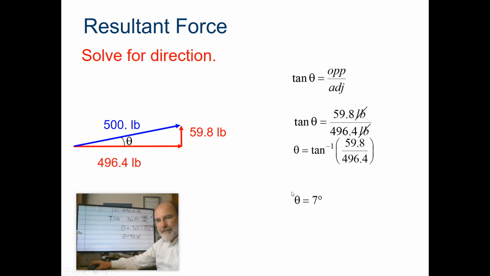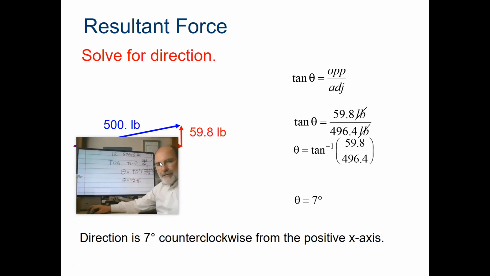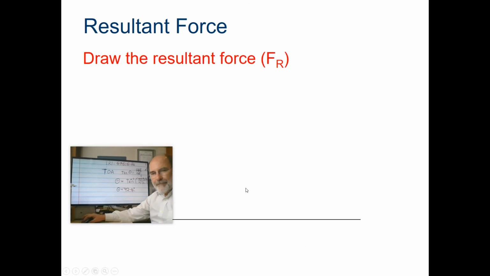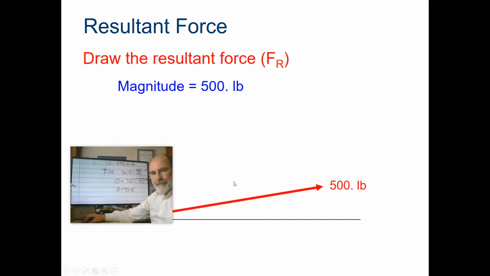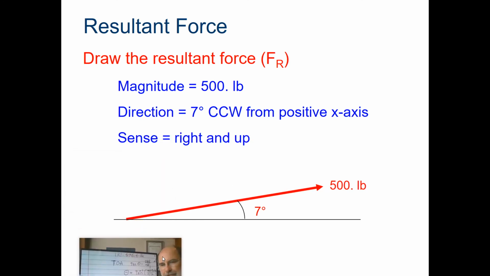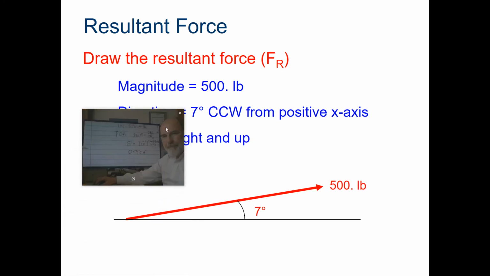And click, and it's 7 degrees. It looks skinny. That's reasonable. The sense is counterclockwise from the positive x-axis. I should really say the sense is up and to the right. And they're going to do that one more time. There you have it. The sense is up and to the right.